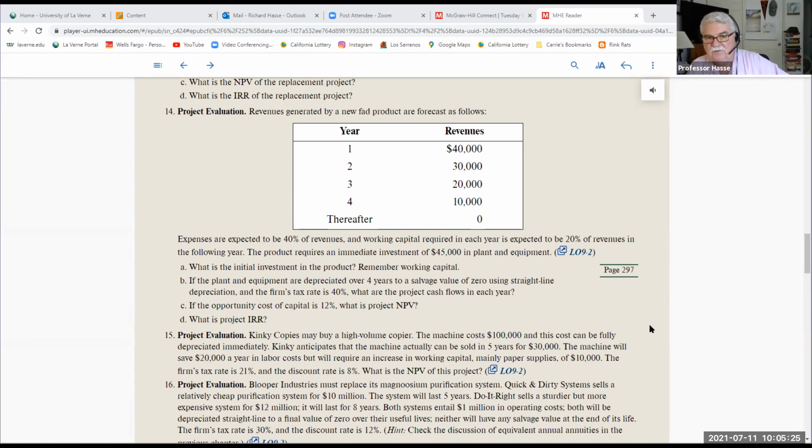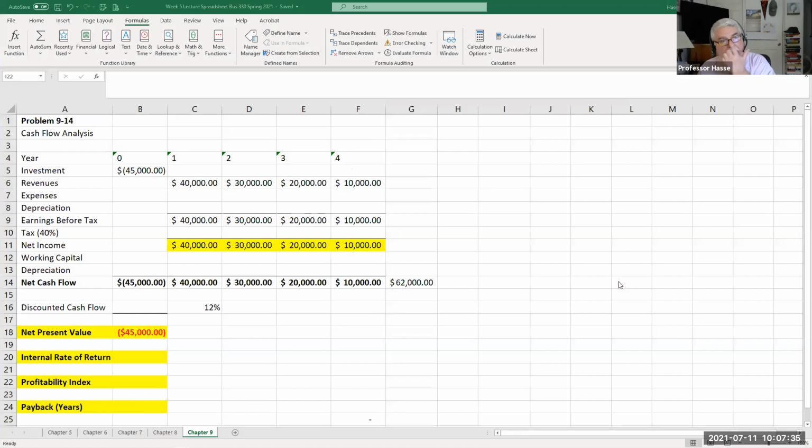We're going to answer a series of these questions to put together the cash flow of this company. What is the initial investment? What is the depreciation? What are the project cash flows? What is the net present value? And what is the internal rate of return? So let's take a look at this. I can't stress enough how important it is to understand this specific problem.